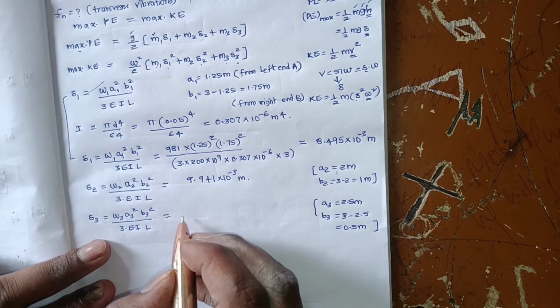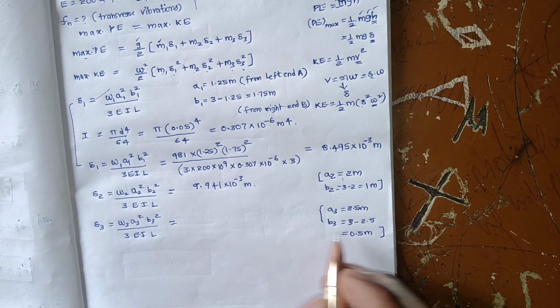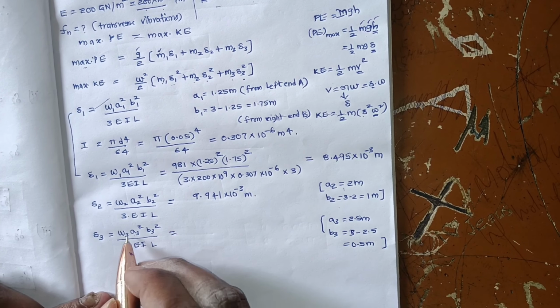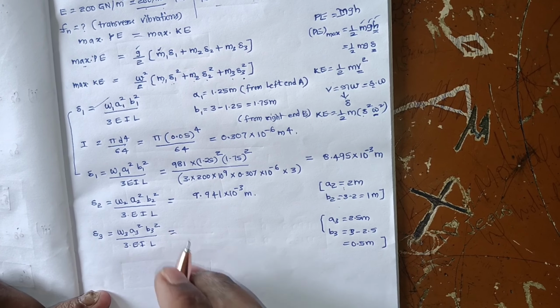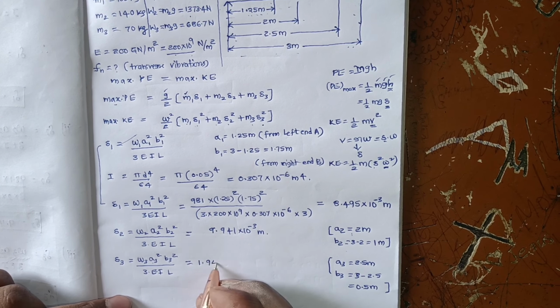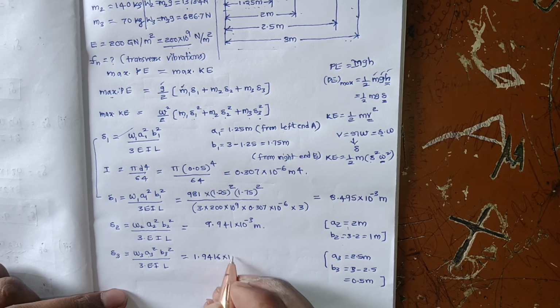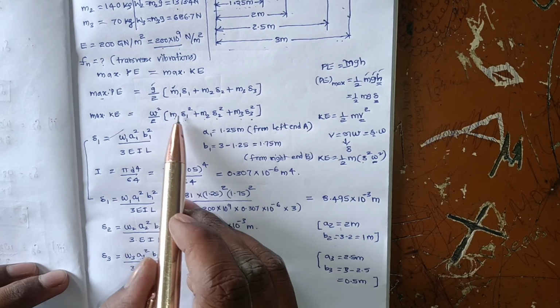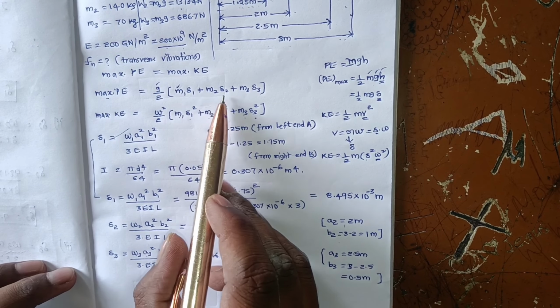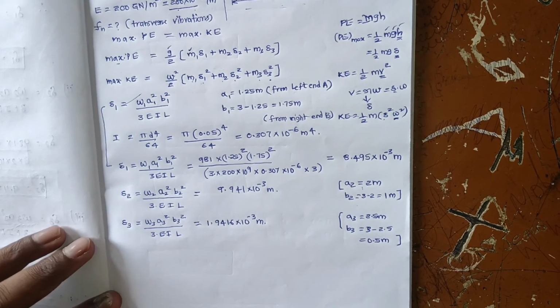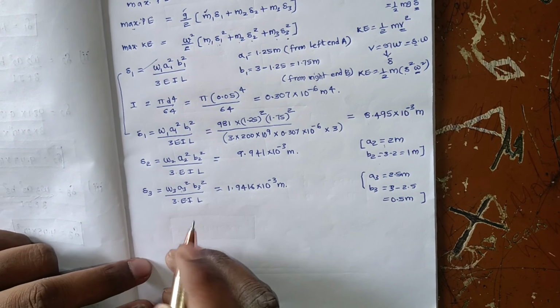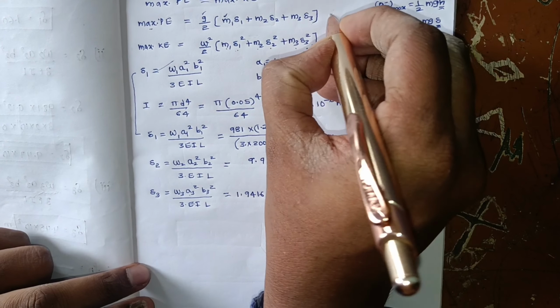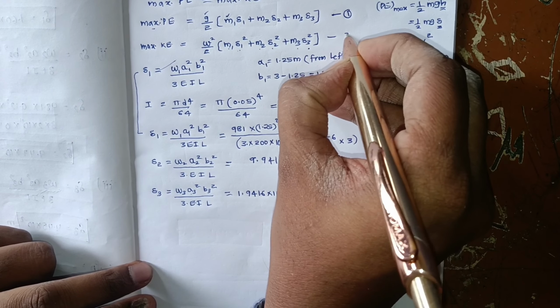Like that you have to solve. Here you have to substitute the answer. Once you know all the values, A3, B3, W3, 3EIL, then the answer is 1.9416 × 10^-3 meters. So here we already found all the values, delta 1, delta 2, delta 3. Here also you just have to substitute. Let's take the first equation, equation 1 and equation 2.